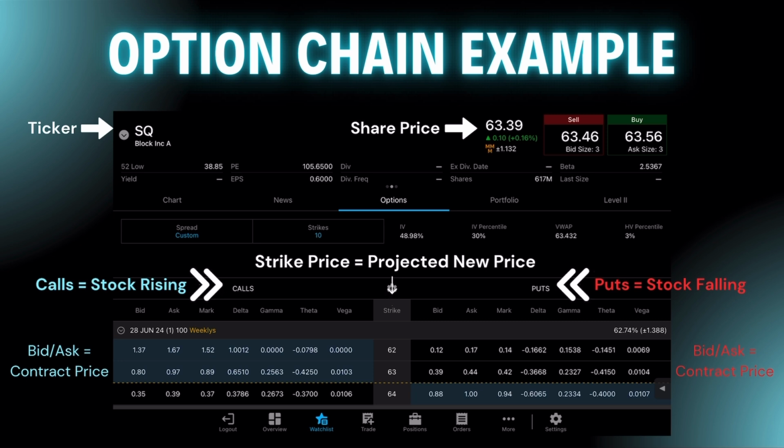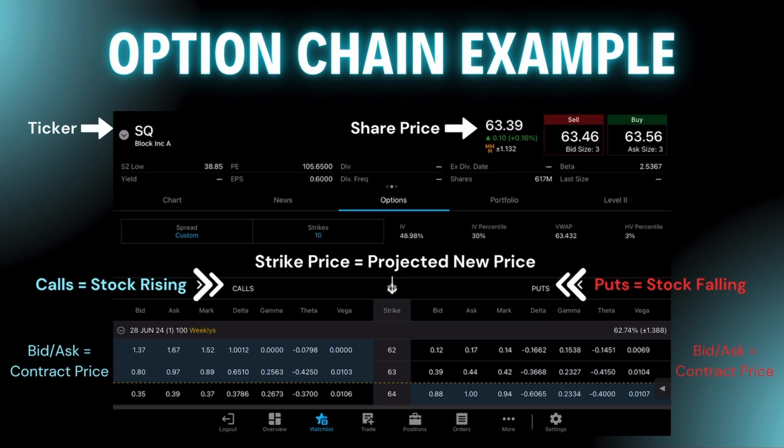First thing I want to point out is the strike price. The strike price is going to be the projected new price of the stock. So we see that, of course, Square is trading at 63.39. If you wanted to make a play for calls, and let's say you thought the stock would rise by $1, you're going to look at the strike price that's $1 above the share price. So in this case, you would look at the strike price of $64.